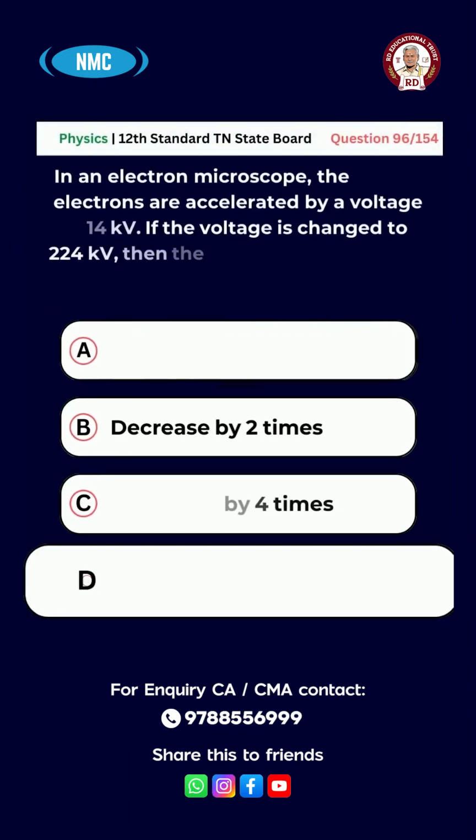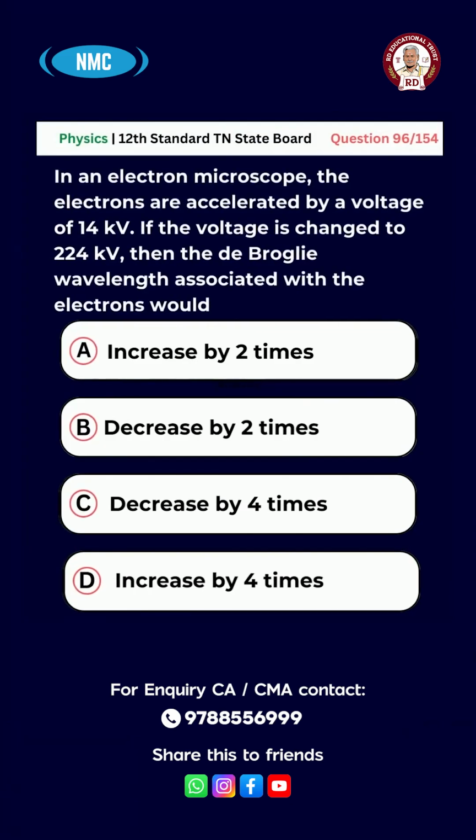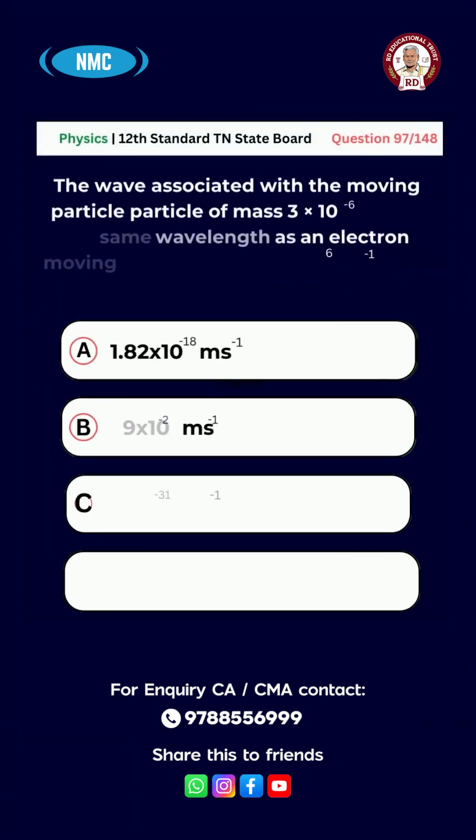Question number 96. In an electron microscope, the electrons are accelerated by a voltage of 14 kV. If the voltage is changed to 224 kV, then the de Broglie wavelength associated with electrons would: option A, increase by 2 times; B, decrease by 2 times; C, decrease by 4 times; D, increase by 4 times. The right answer is option C, decrease by 4 times.